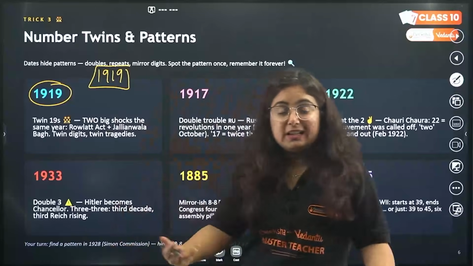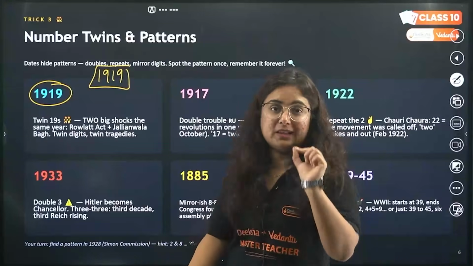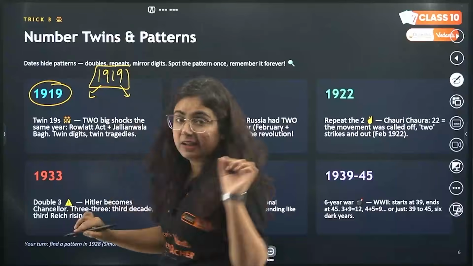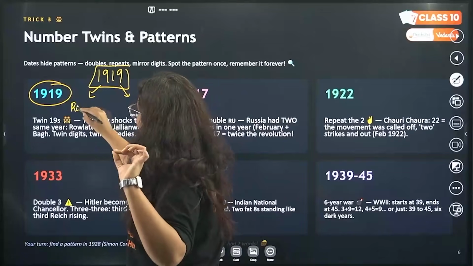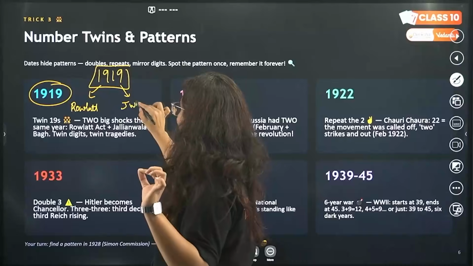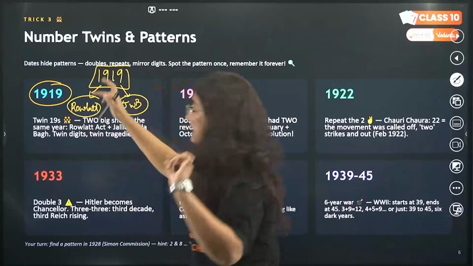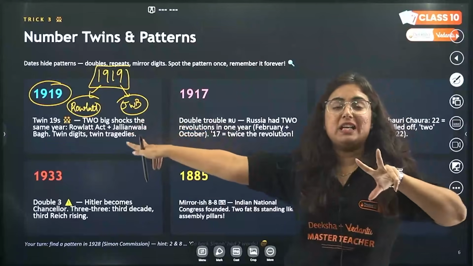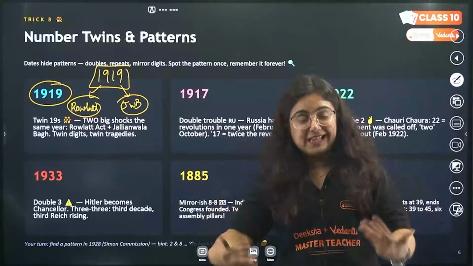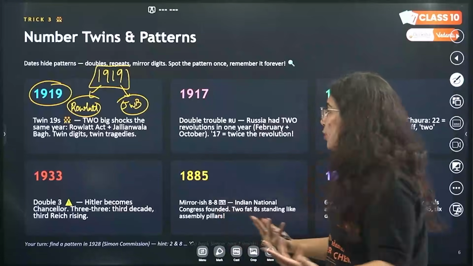Let's remember it as twin. Right? What are the two big events that happened in this twin year? The two big events were the Rowlatt Satyagraha and the Jallianwala Bagh Massacre. Now, 1919 is a twin and two big events come from here. So again, it is just a funny and interactive way to remember those dates.